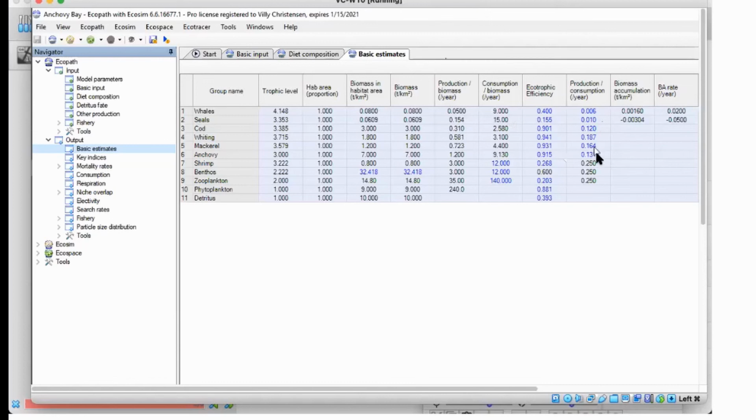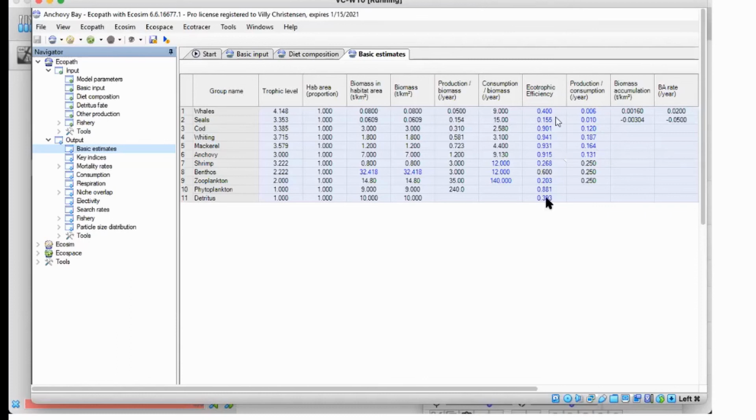With 0.13, that's on the low side. I would think anchovy would be more in the 20-25% range. So these numbers mean something, and you have to think about them. You have to go down like I'm doing now and look at what they mean.